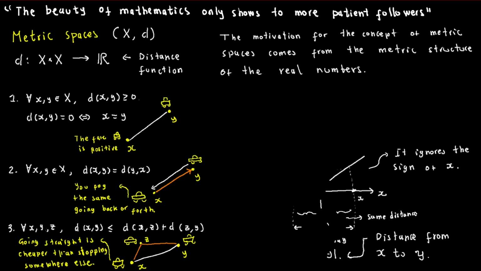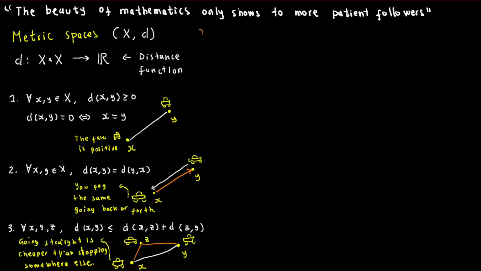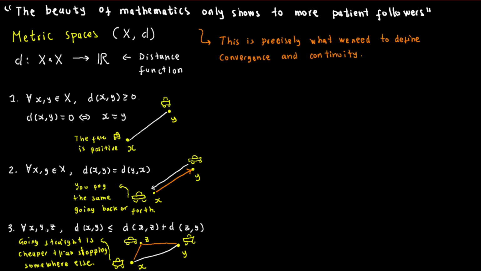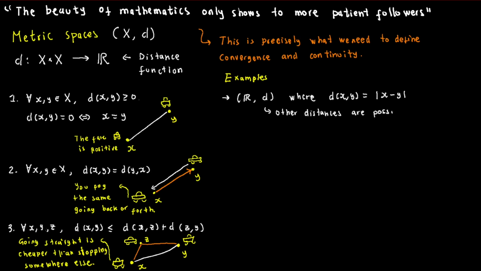A set equipped with a distance function is called a metric space. In metric spaces, we can understand concepts like convergence and continuity. We'll be focusing on the real numbers as a metric space with the distance function defined by the absolute value. But it's important to know that we could use other distance functions, and each function would give rise to a different version of convergence and continuity.